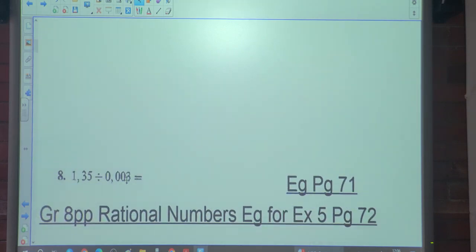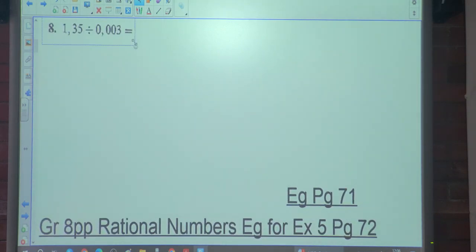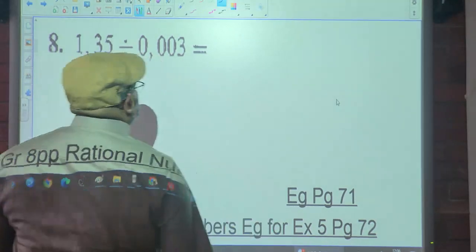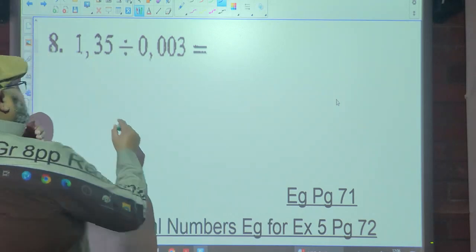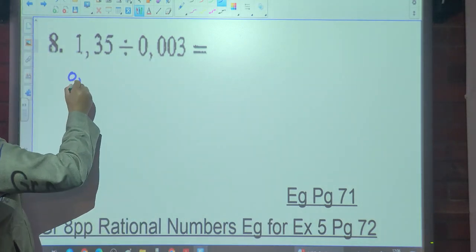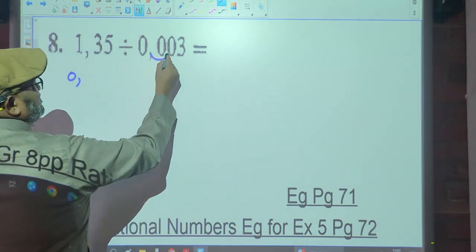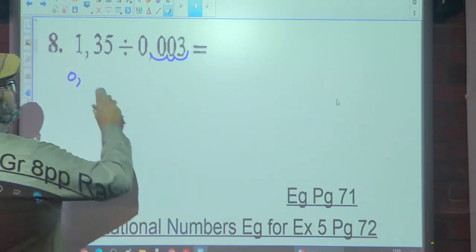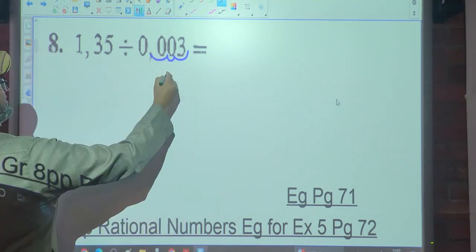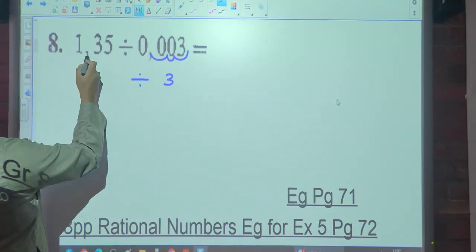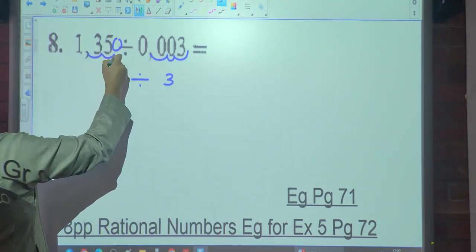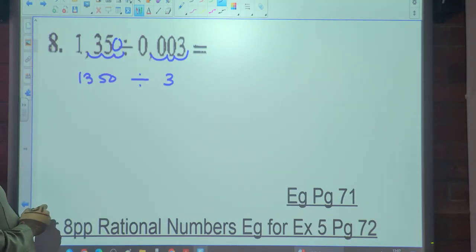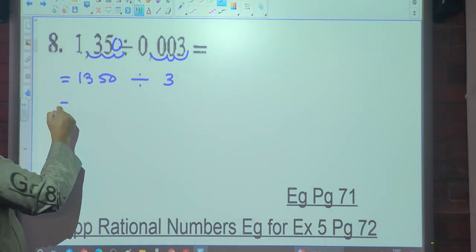Number 8. So here again we divide. So we're going to move the comma 1, 2, 3 units. Remember the divisor must be an integer. So I move that 3 units. Then I must move this also 3 units. So add a 0 to move it 1 more. So it's 1350. Okay, that sum is equivalent.